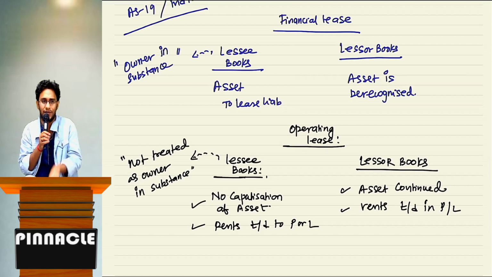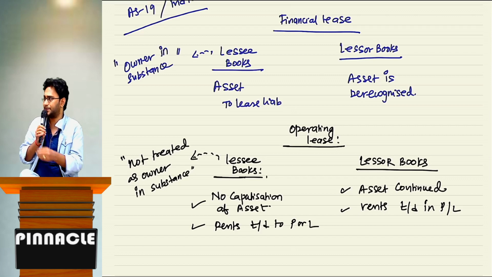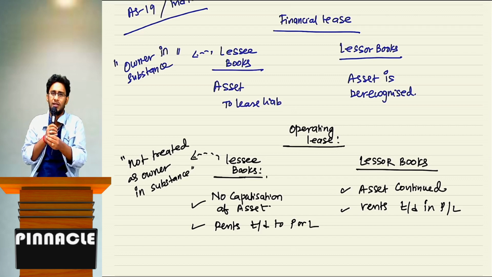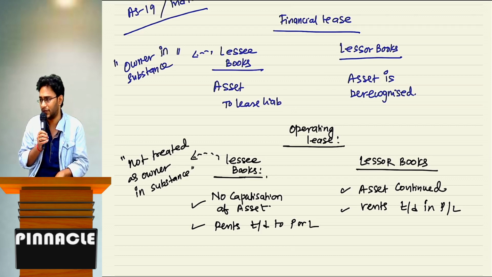But the asset is still there with them. They are fully using the asset nicely. Of course, it's not a finance lease. Since it's not a finance lease, whatever rent expenditure they are paying, whatever lease rents they are paying, they used to throw it off into the P&L account.